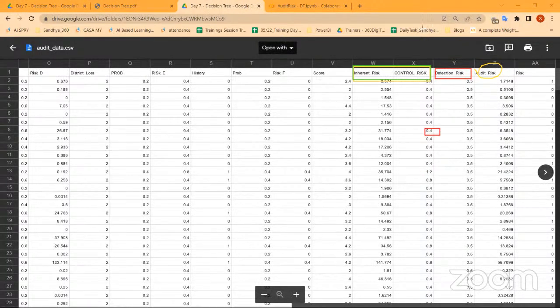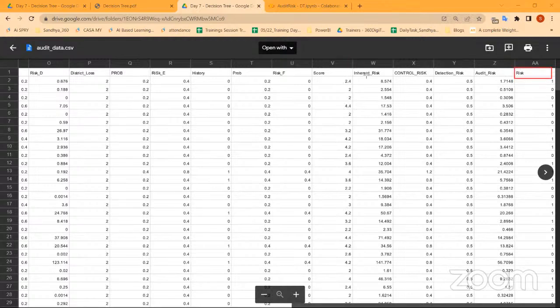So I hope now you all got the basic understanding of what is inherent risk, what is control risk, and what is detection risk. And all these three combined, we call the audit risk, friends. Now here in our example, we have taken various scores for various types of risk, and finally we have formulated them into audit risk. And at the end, this is my target column, friends, the risk column.